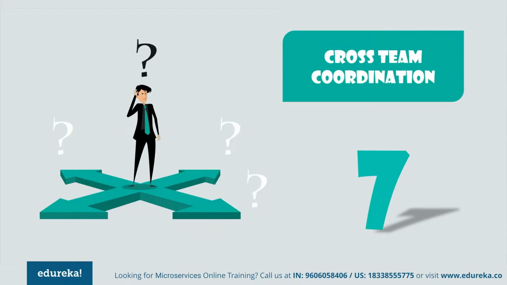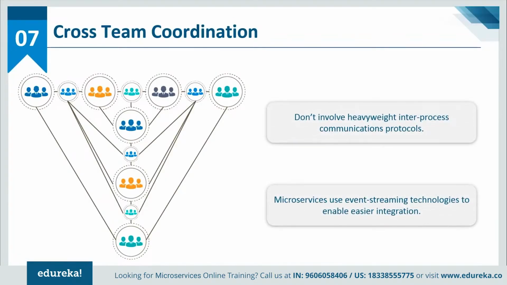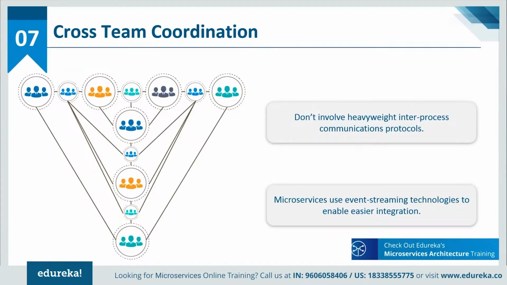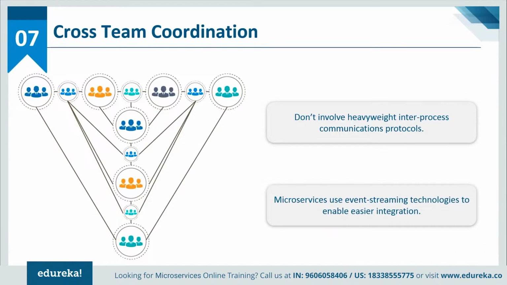Now, next in the list at number 7, we have microservices offering cross-team coordination. Unlike traditional service-oriented architectures, which typically involve heavyweight inter-process communication protocols, microservices make entire applications decentralized and decoupled into services that act as separate entities.